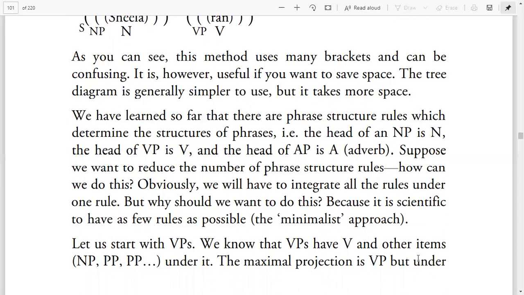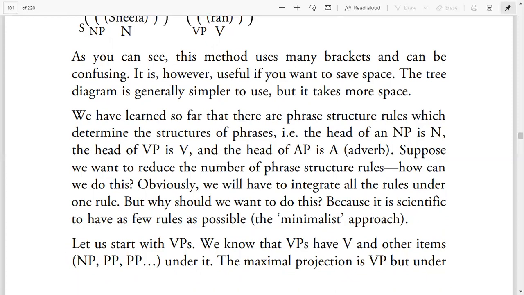Let us start with VP. The topic is going to be more mathematical, more demanding here, and more interesting as well. Just pay some more attention. Let us start with VPs, that is, verb phrases. We know that VPs have a verb and other items, NP, PP, etc. So VP has V and other items, that is, noun phrase and preposition phrase under it.